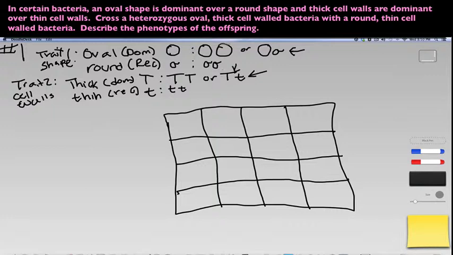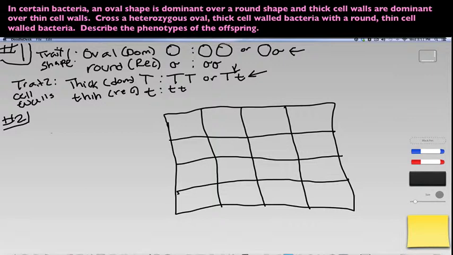Okay, so that was step number one. Make sure you always do that in the very beginning so you know what you're talking about. Step number two is to figure out the parents. You need to tell me what your parents are. And the problem will always tell you what the parents are, and lots of times they're not going to tell you big T, big O, little o. They're going to give you homozygous dominant for this trait, heterozygous dominant, or they're just going to say, like they did in this problem, heterozygous oval thick-celled and round thin-celled.